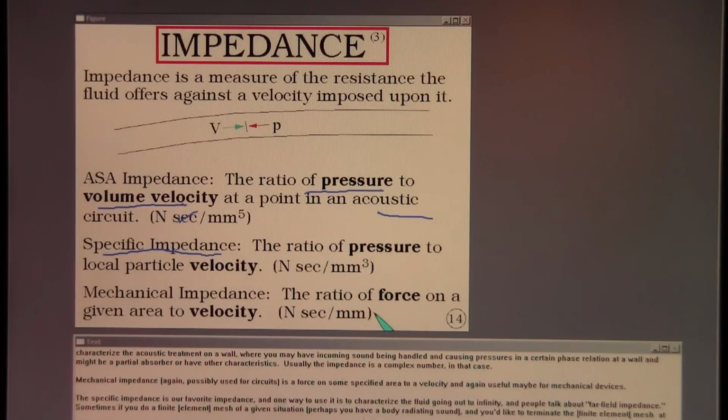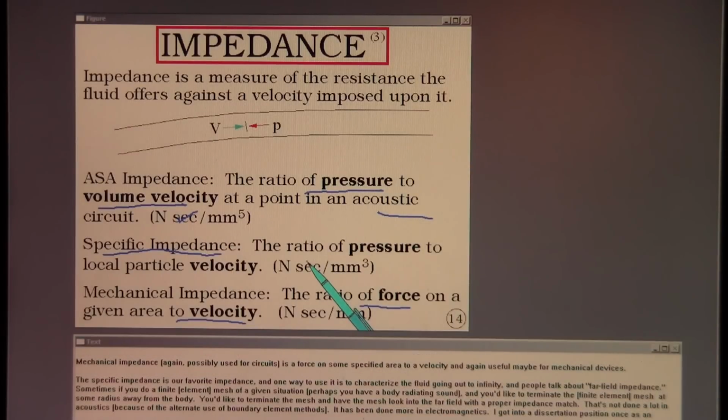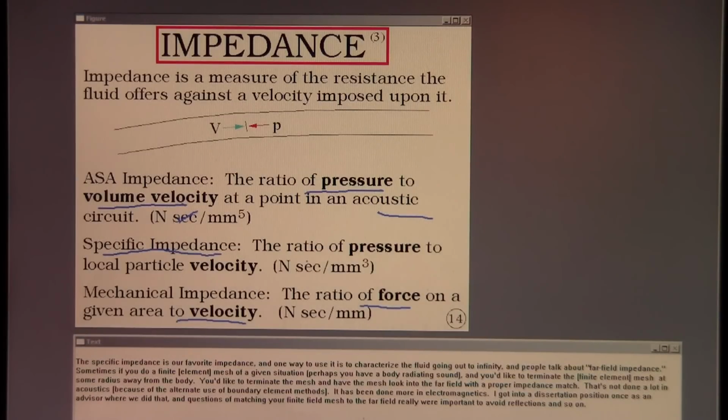Mechanical impedance, again possibly used more for circuits, is the ratio of force on some specified area to velocity, and again useful maybe for mechanical devices. The specific impedance is our favorite impedance, and one way to use it is to characterize the fluid going out to infinity, and people talk about far field impedance. Sometimes if you do a finite mesh of a given situation, perhaps you have a body radiating sound and you'd like to terminate the mesh at some radius away from the body, you'd like to terminate the mesh and have the mesh look into the far field with a proper impedance match.